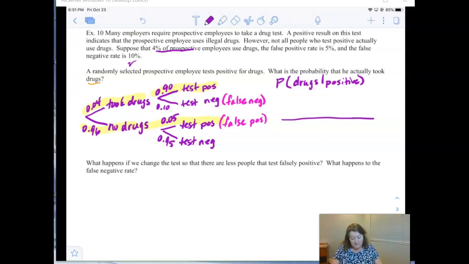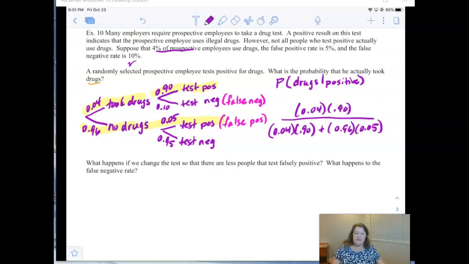So following that pathway, we're going to get 0.04 times 90 plus 0.96 times 5%. And then the top has to be one of those. So which is the one we want? We want the pathway where he did take the drugs. So that would be the 0.04 times 0.90. So you'd write that out and then simplify. Cool. It says, what happens if we change the test so that there are less people that test falsely positive? And what happens to the false negative rate? So let's go and take a look at this.